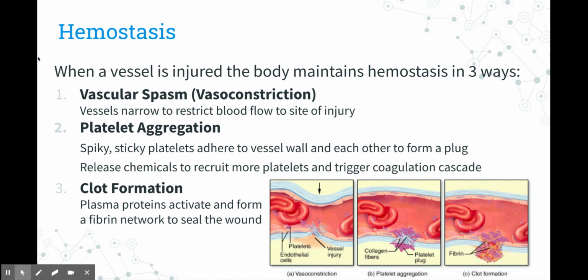The second thing your body does is platelets start to aggregate. So those tentacles grow and the sticky platelets stick to the wall and also stick to each other to start to form a plug. They also release chemicals which recruit more platelets and trigger what's called a coagulation cascade. And finally, we have final clot formation. Proteins are activated by the chemicals released from platelets, and they form a network of fibrin to seal the wound, and that's the actual scab or clot that forms.